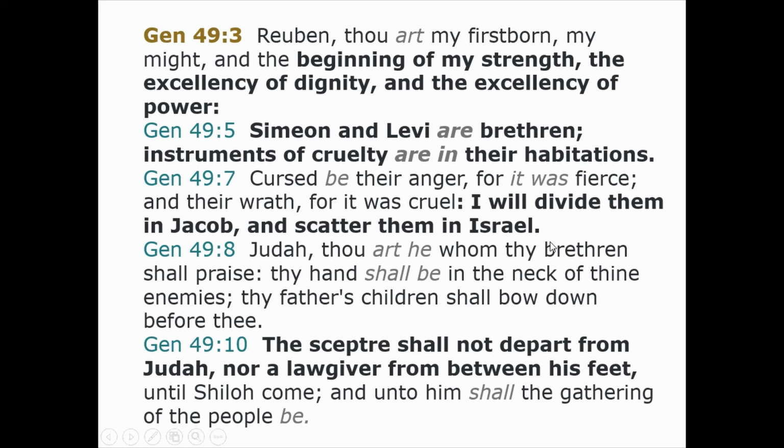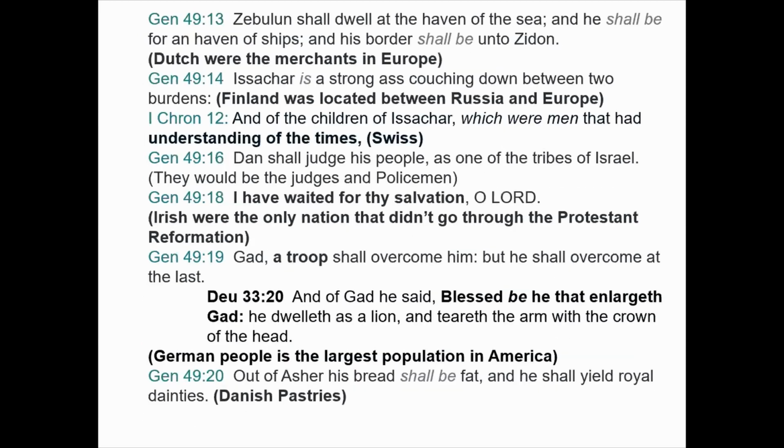Simeon and Levi were considered cruel, and they would not inherit. They would be divided in Jacob, scattered among the other tribes. Judah: his father's children will bow down before him. He would have the scepter of Judah. The law would be between his feet. He would be more religious. He's talking about spiritual law. He would be the more conservative one of the tribes.